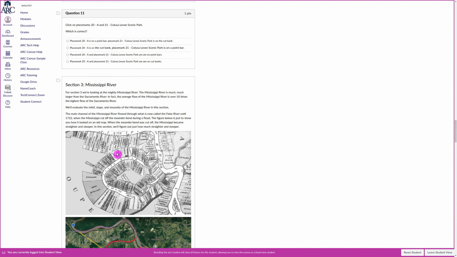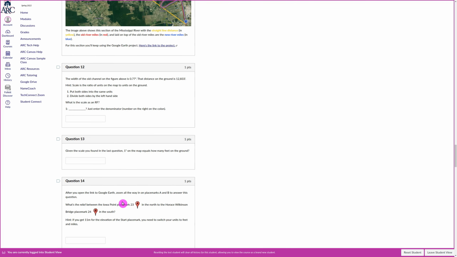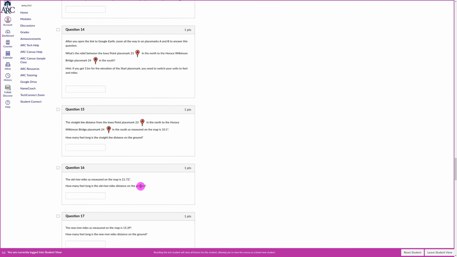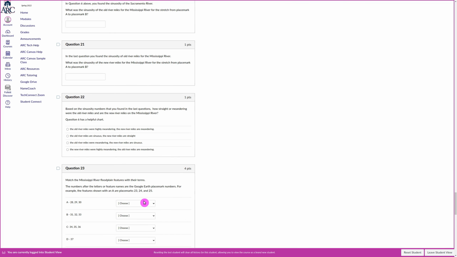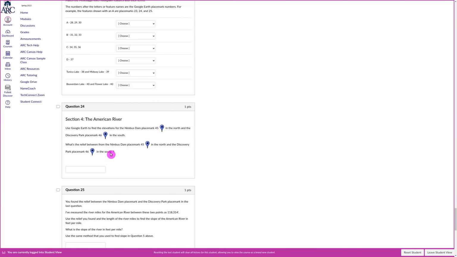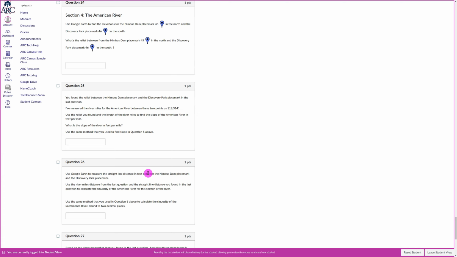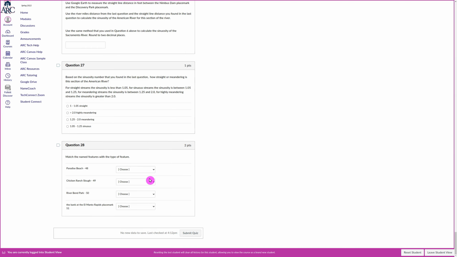We're also going to be looking at the Mississippi River and figuring out the scale of the map. We're going to be figuring out relief, sinuosity, and the slope of the river. We're going to be looking at floodplain features. We're also looking at the American River with some of those same features: floodplain features, slope, and sinuosity.